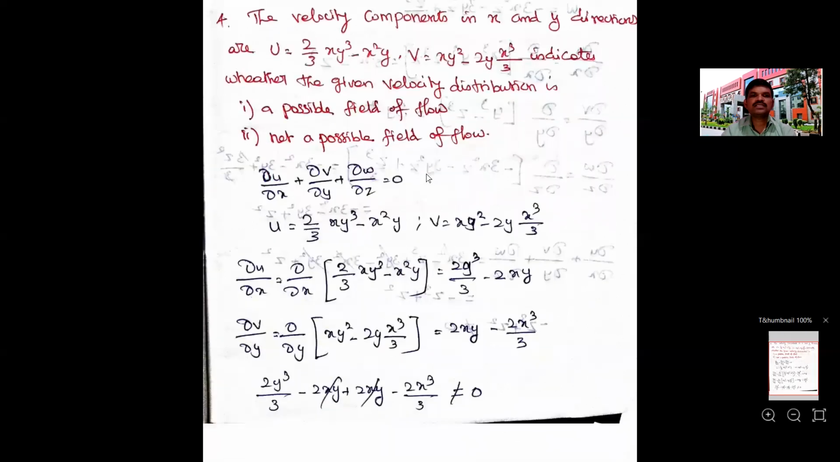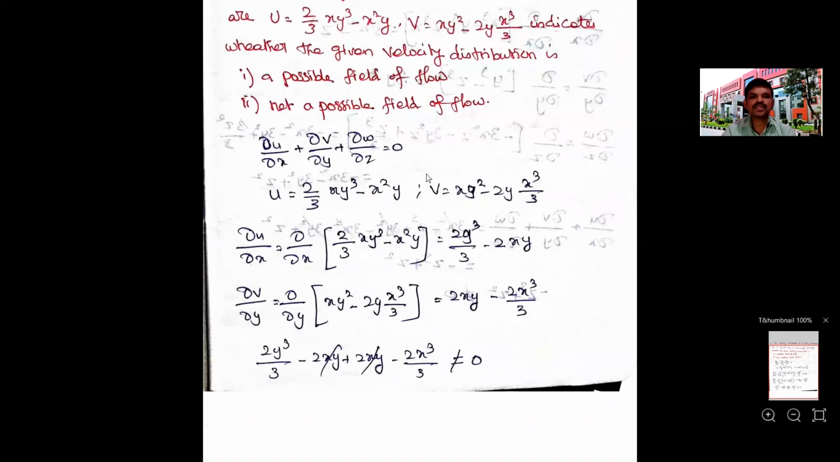For this we have to apply the continuity equation. If you partially differentiate this u and v, and finally sum all those things, if you get 0, it means it is a possible field of flow. So now we will check that one. Write u is equal to 2/3 xy cube minus x square y, and v is equal to xy square minus 2yx cube divided by 3. So this is the u and v data given.